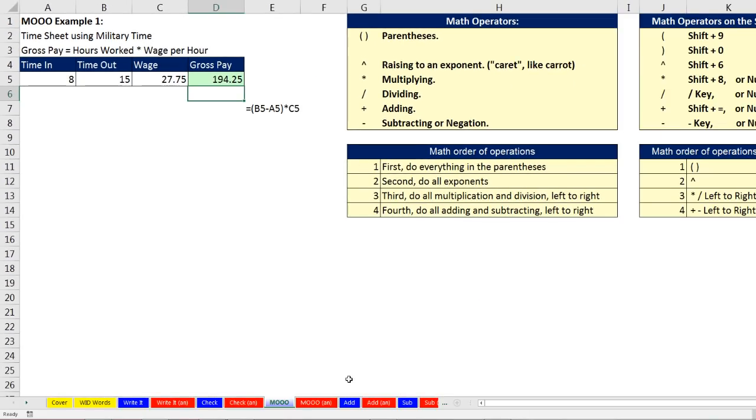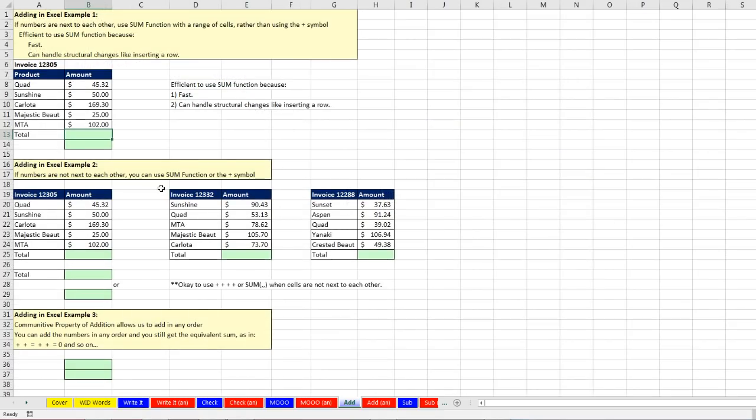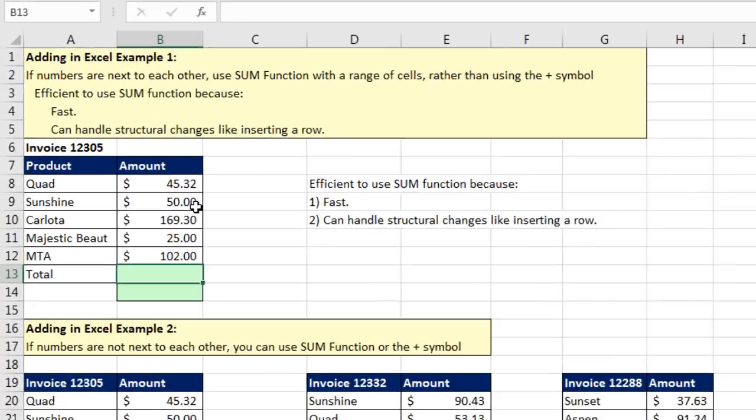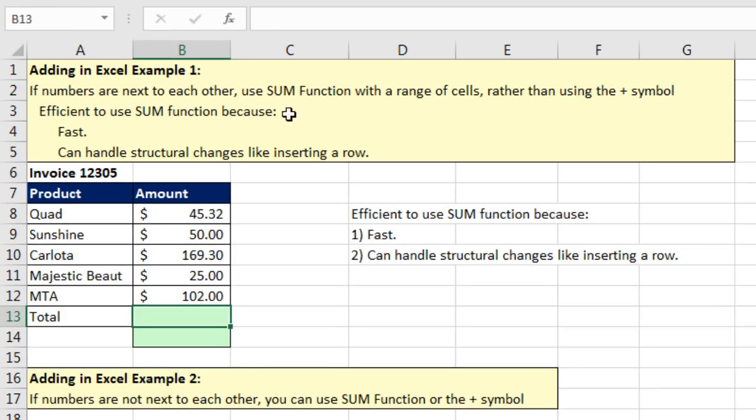Now, we want to go over to the sheet Add. We've got to talk about some important tips for adding. If numbers are next to each other, use the sum function with a range of cells rather than using the plus symbol. So what we don't want to do is this. I'm going to arrow up, plus symbol on the number pad, arrow up, plus, arrow up. And there's our formula. Although it'll give us the right answer, it is not efficient.